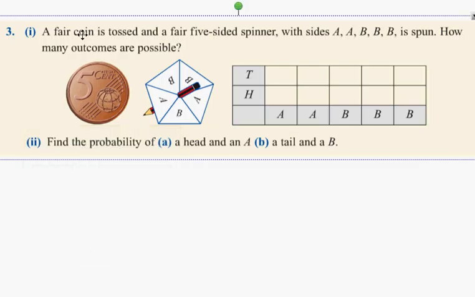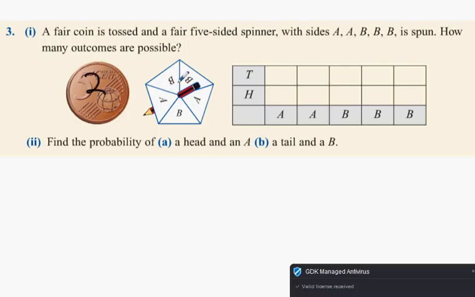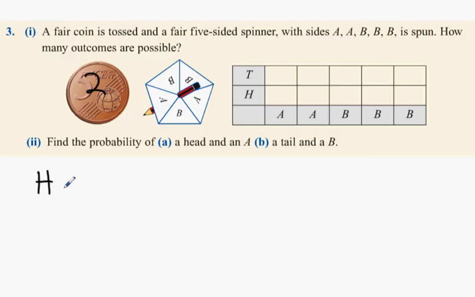A fair coin is tossed and a fair five-sided spinner with sides A, A, B, B, B is spun. How many outcomes are possible? Okay, so this has a choice of heads or tails, and you have only two outcomes, I'm afraid, because of repeated outcomes. You can only get a head and an A, a head and a B, a tail and an A, and a tail and a B.